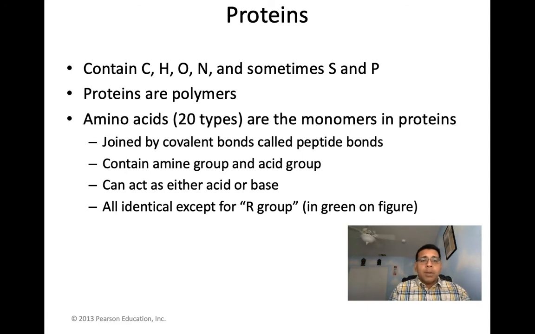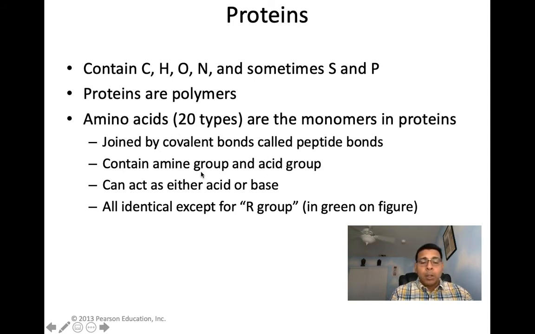When we talk about the structure of amino acids, all amino acids except for one, which is proline, are going to have two important functional groups in their structure. Their amino acids are going to be joined by covalent bonds that are called peptide bonds. And they're going to contain a basic group, which is also called an amine group, and they will have an organic acid group.